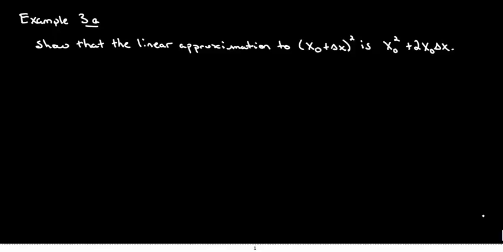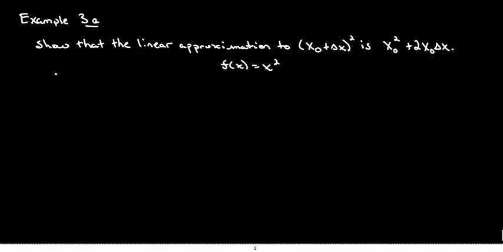So for example 3a, I'm going to show that the linear approximation to this guy is equal to this guy right here. So I'm going to start with a function. Now you have to pick a function from this, so it's clear that we're going to be using the squared function. So I've got a function f of x equal to x squared.